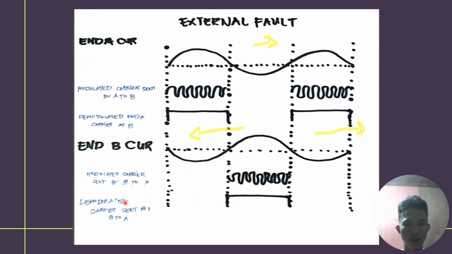As you can see here, there is no common point. There is no common point in the demodulated signal. So meaning external fault, there will be no phase difference. That's why it will not trip.